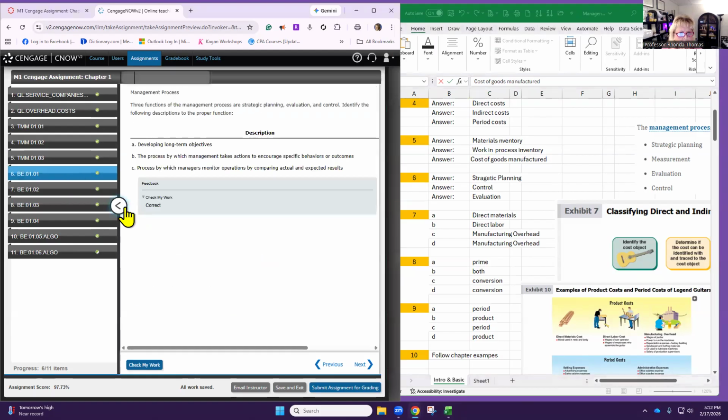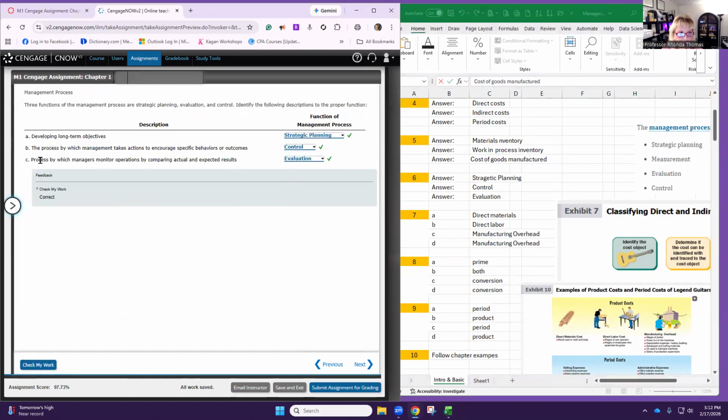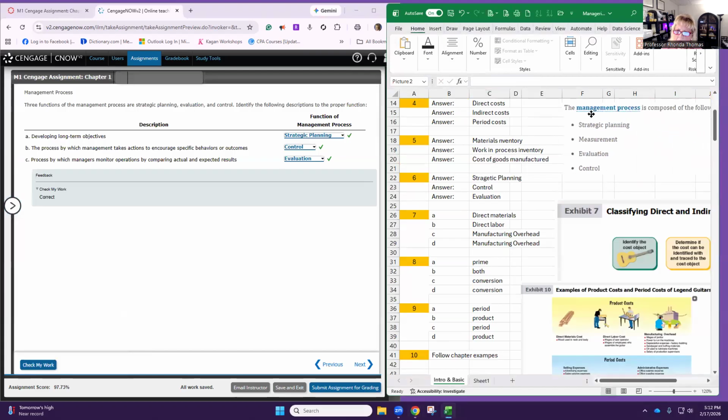Now we're going to look at the three main management processes. Developing long-term objectives. Long-term always means strategic. The process in which management takes action to encourage specific behaviors or outcomes, that's control. And the process by which managers monitor operations by comparing actual and expected results, expected results are also estimates, is evaluation. So here are three of the management processes. The only one they didn't test us on was measurement.